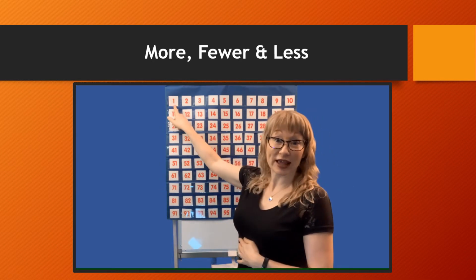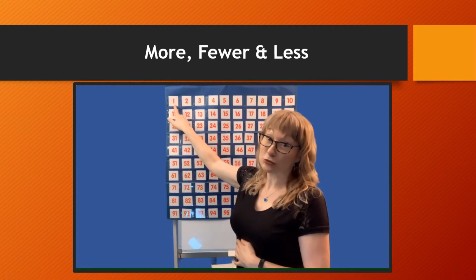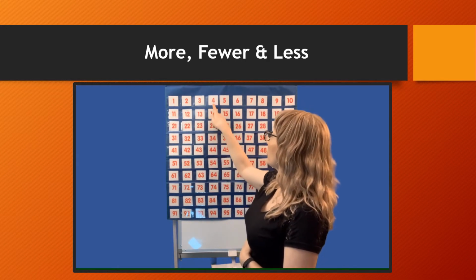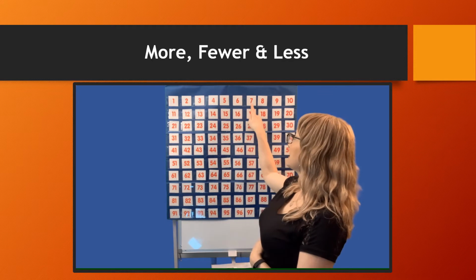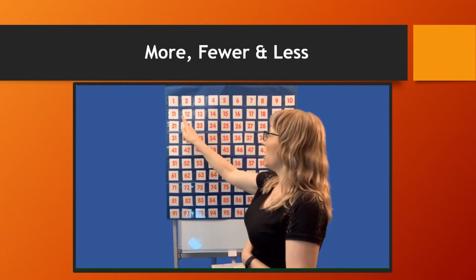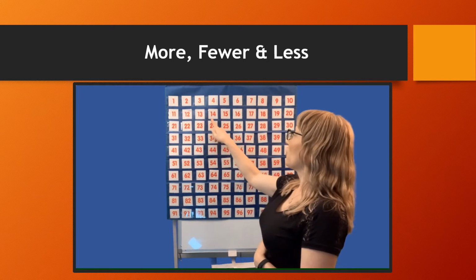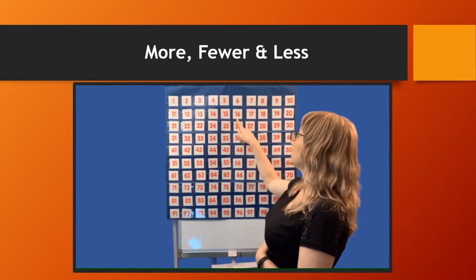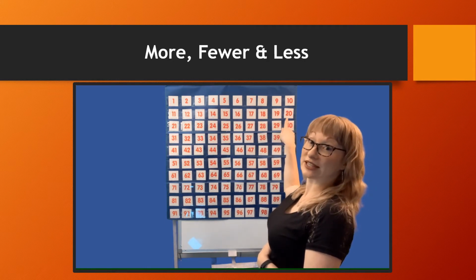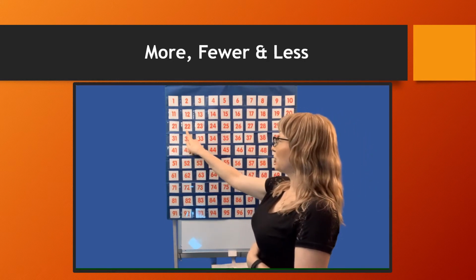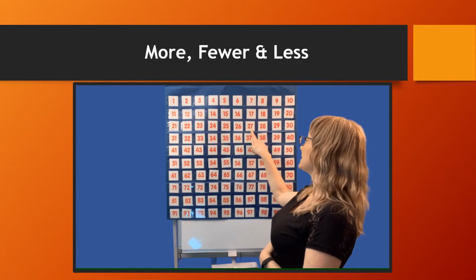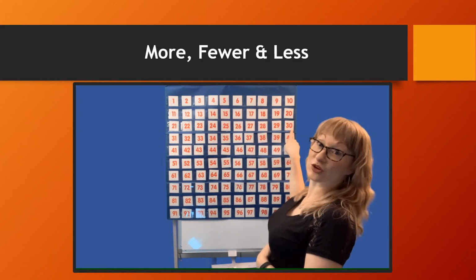Let's start with 1. You can count with me up to 30. Please don't race. Stay with me. Let's count. 1, 2, 3, 4, 5, 6, 7, 8, 9, 10, 11, 12, 13, 14, 15, 16, 17, 18, 19, 20, 21, 22, 23, 24, 25, 26, 27, 28, 29, 30.